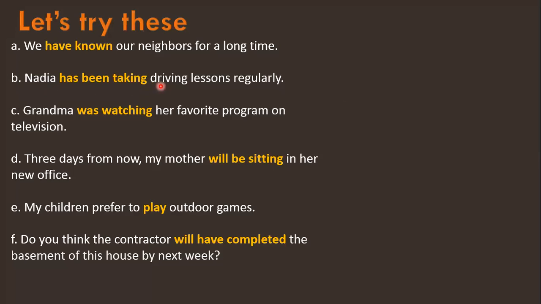Now, the second one. Nadia has been taking driving lessons regularly. What tense is this? And you see, I can always give you a sentence and ask you to change the tense. So if you change the tense, you have to make sure that you have the subject and verb agreement always, okay? And it's always in a proper manner. It is changed with all the necessary conditions fulfilled when you are changing. Okay, the second one is present perfect continuous.